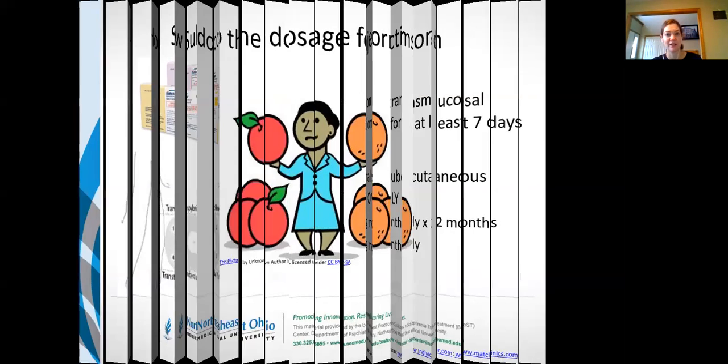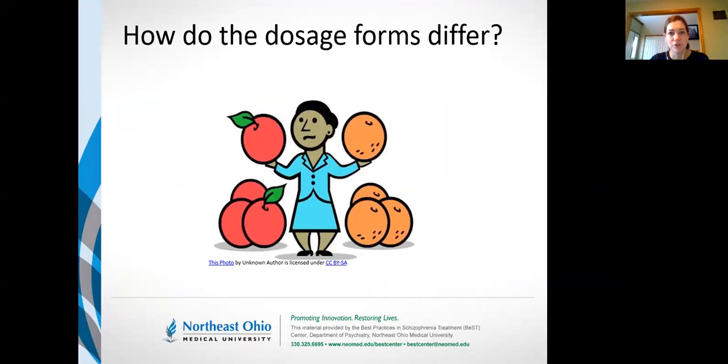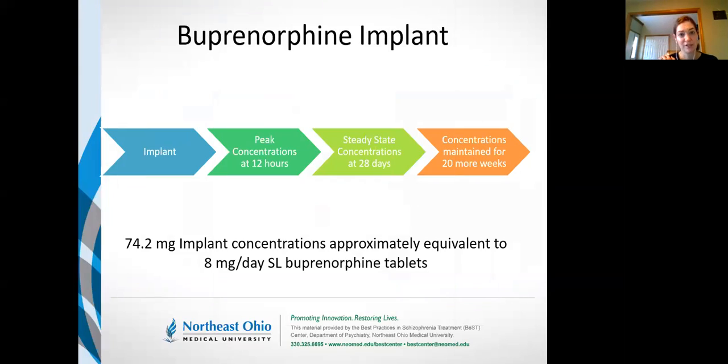So we're going to transition a little bit into the pharmacokinetics because they are comparing apples and oranges a little bit as far as formulations are concerned. For our implant, once the rods are placed, they do start releasing buprenorphine right away. It reaches peak concentrations at about 12 hours. So they will see the drug concentrations rise relatively quickly.